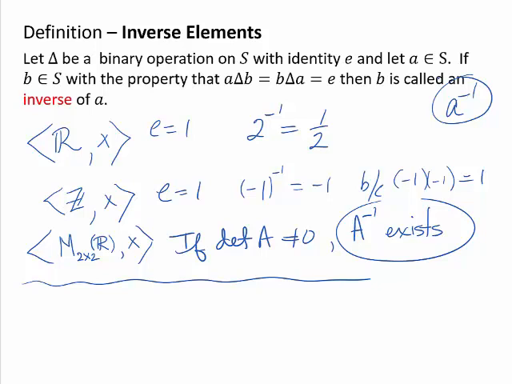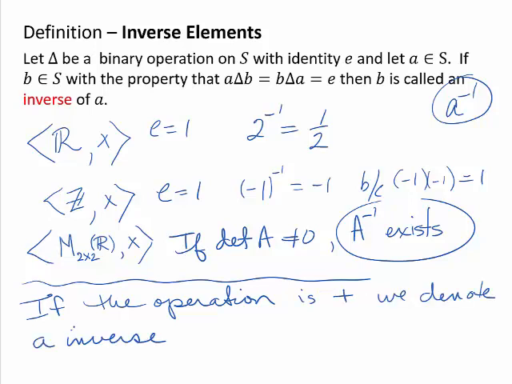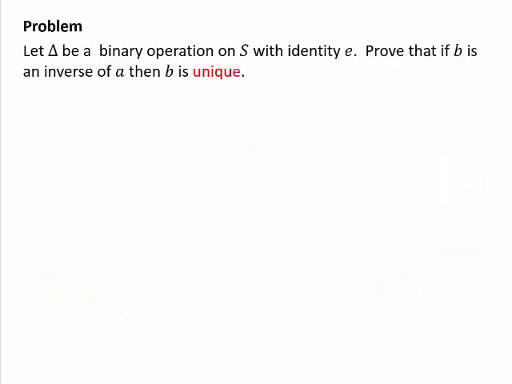If the operation is addition, we denote A inverse by minus A. So if you were looking at this set of matrices under addition, the additive inverse would be minus capital A. Now I'd like to prove for you that inverses are unique.